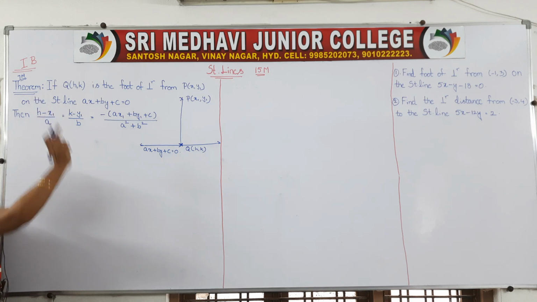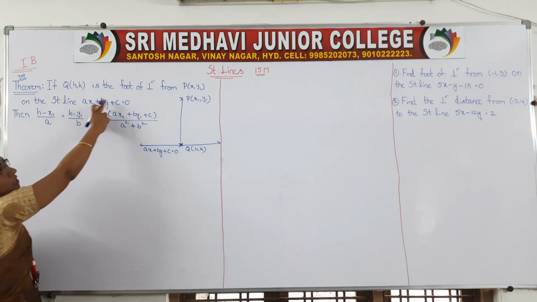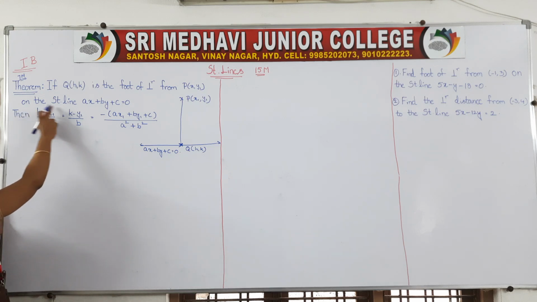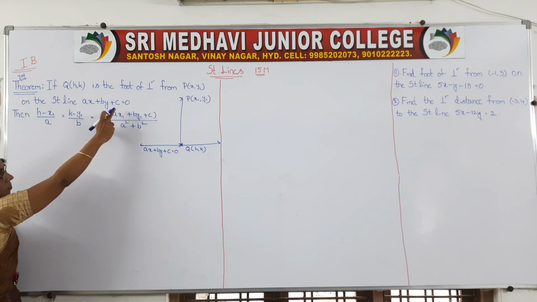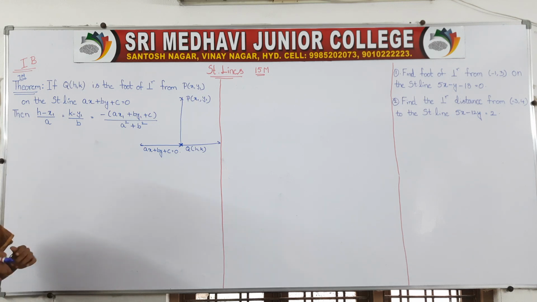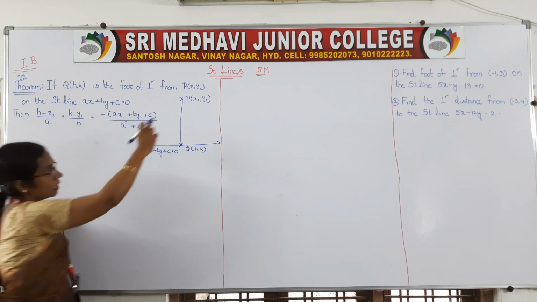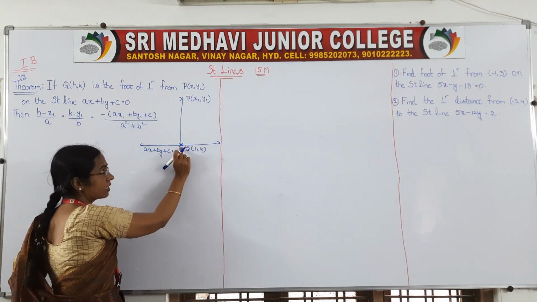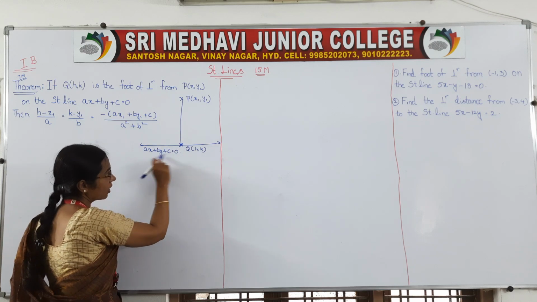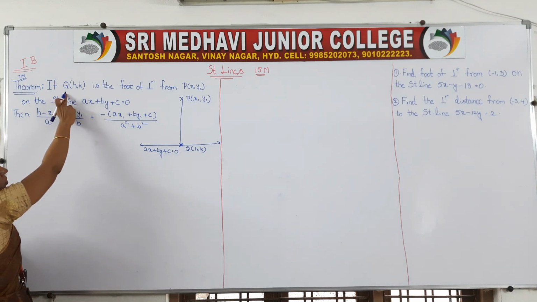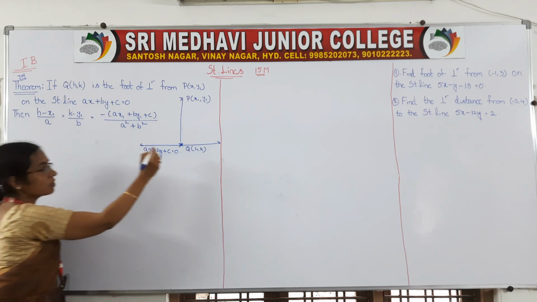If Q(h, k) is the foot of the perpendicular from the point P(x1, y1) on the straight line ax + by + c = 0, then prove this condition. This is your theorem. From the point P(x1, y1) we have taken one perpendicular line on ax + by + c = 0. Q(h, k) is the foot of the perpendicular.